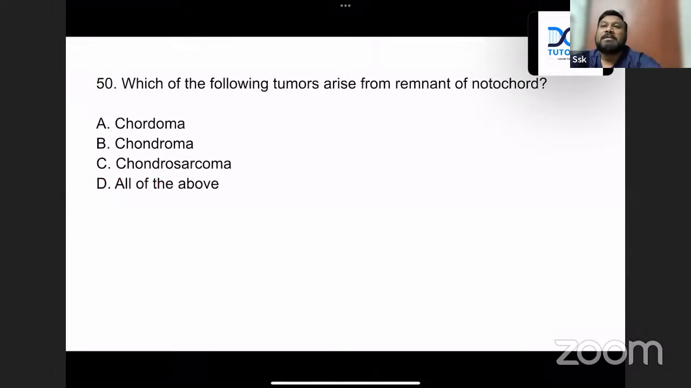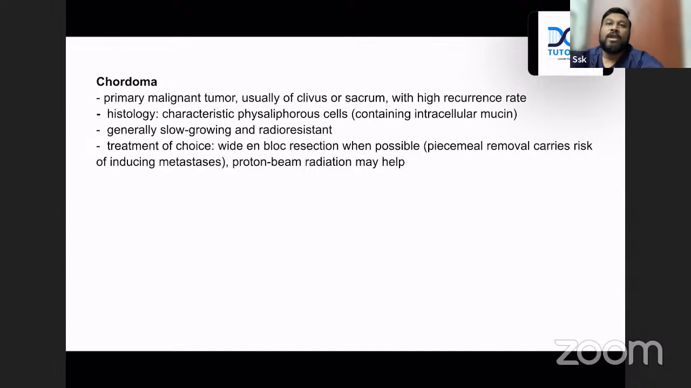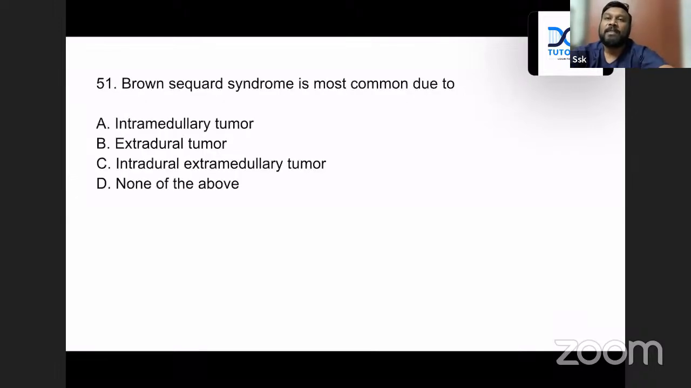Which among the following tumors arise from the remnants of notochord? From the remnants of notochord, you will get chordomas. So chordomas are primary malignant tumors, usually arising from the clivus or sacrum with a high recurrence rate, and histologically characteristic physaliphorous cells containing intracellular mucin. Generally slow growing, radio resistant, and treatment of choice will always be en bloc resection as much as possible. Proton beam radiation may be helpful.